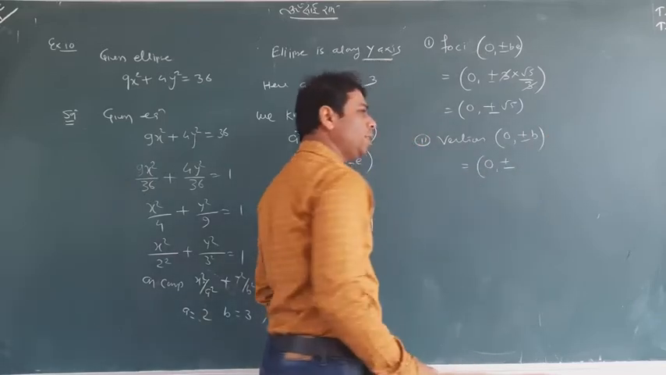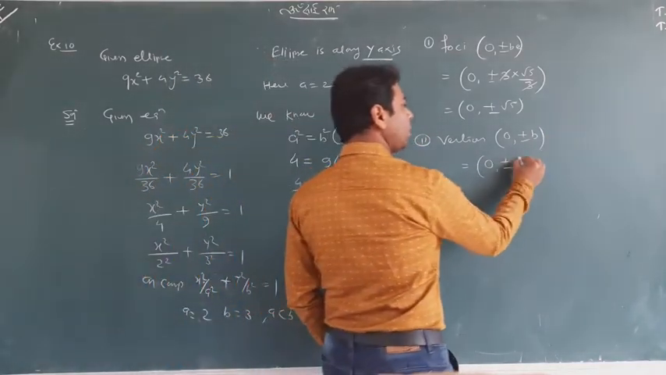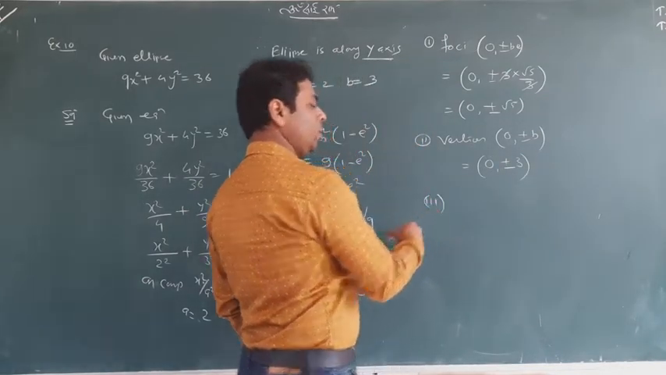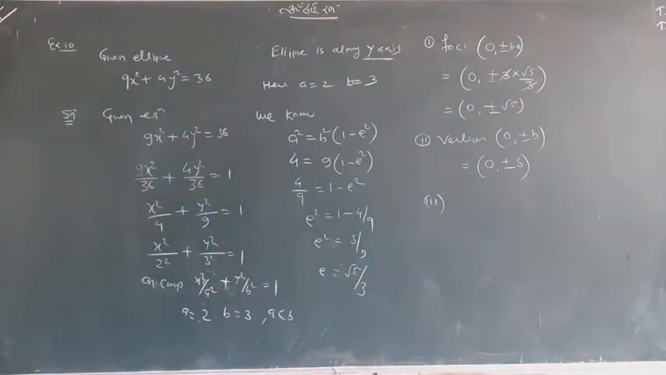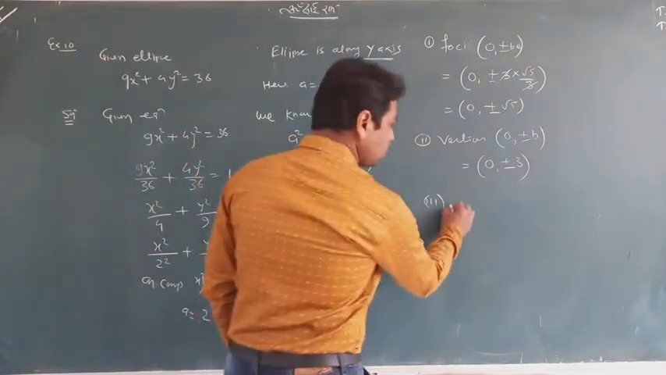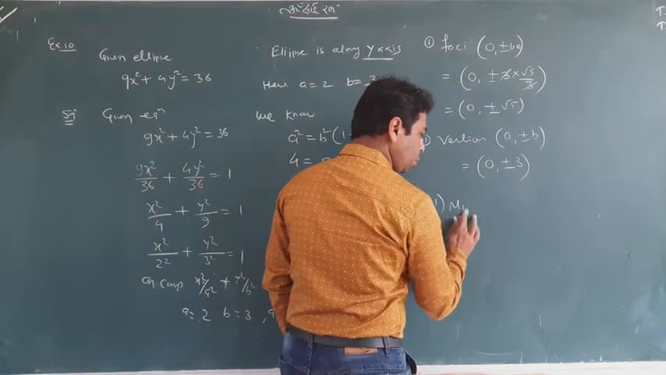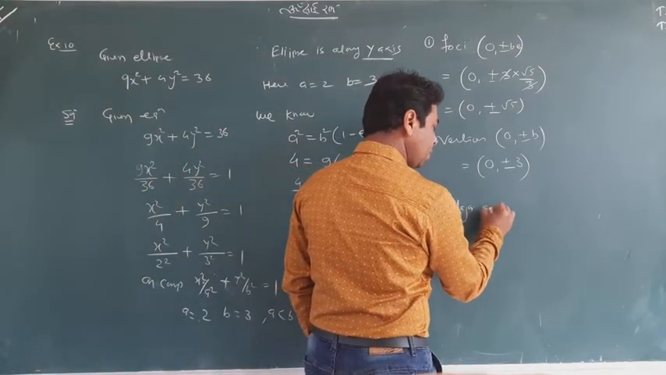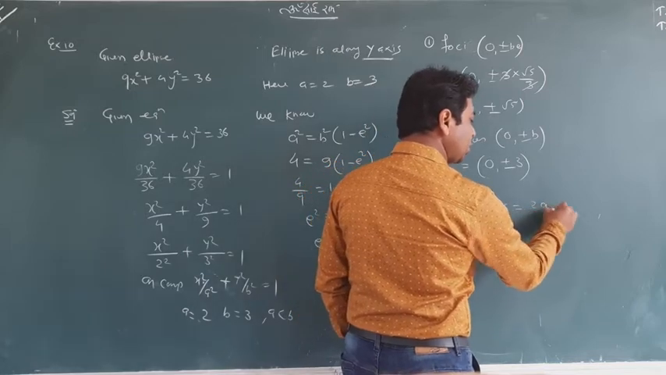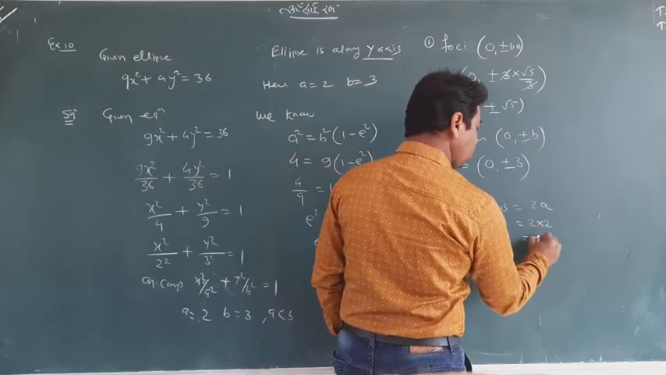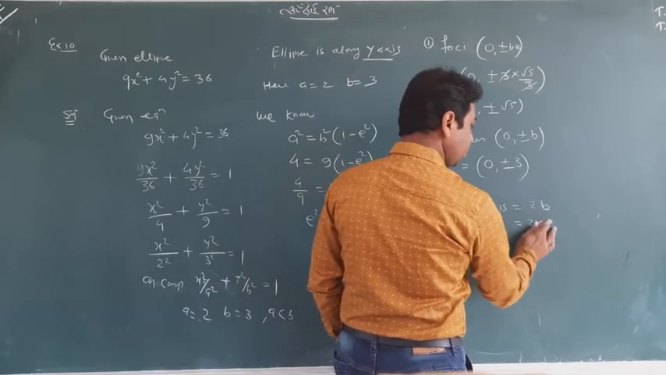Plus minus b is 3, so I'll write 3 here. The third thing asked here is the major axis and minor axis. Major axis means the length of the major axis, 2a. Two twos are 4. Sorry, 2b.